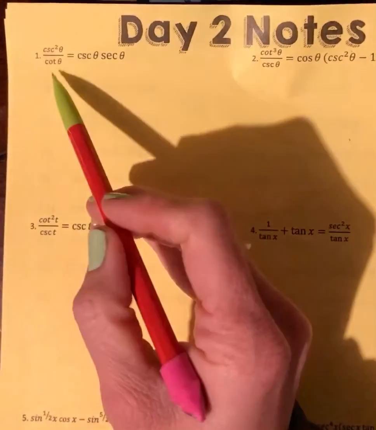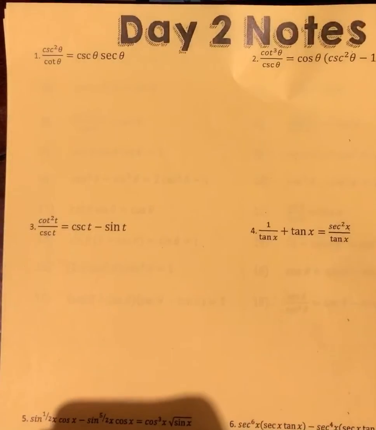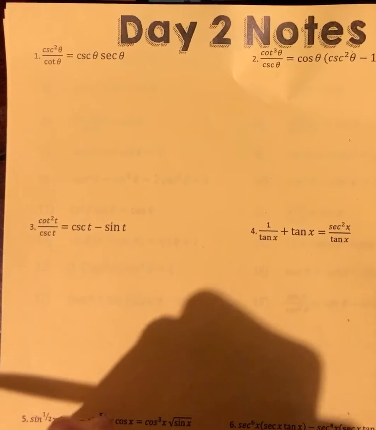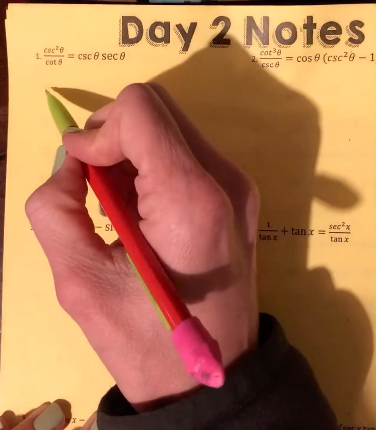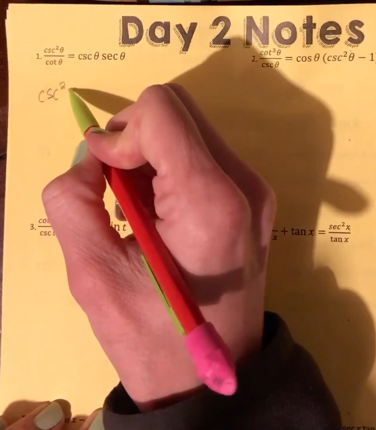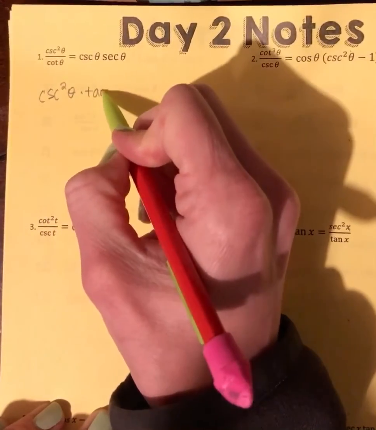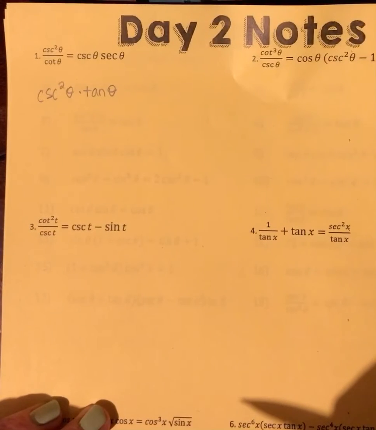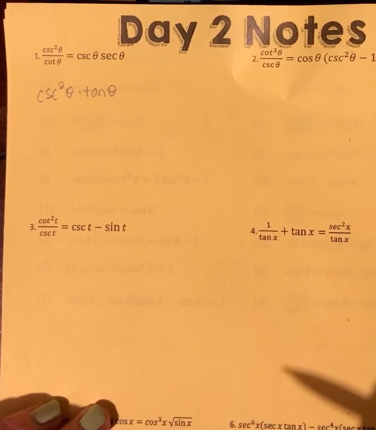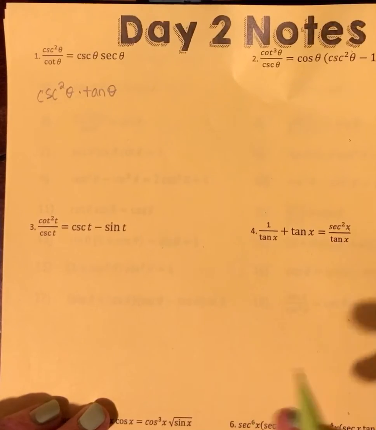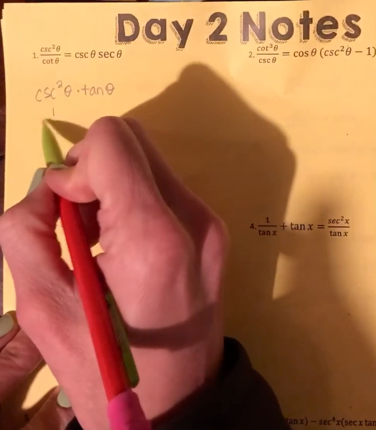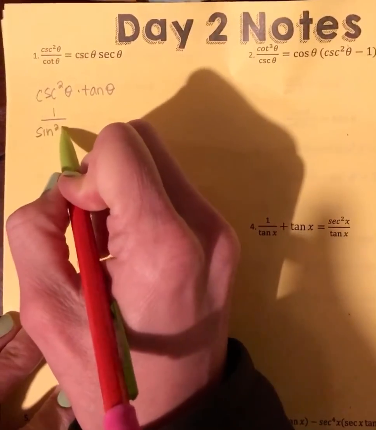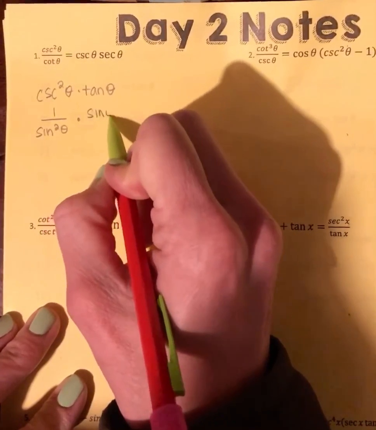So for the first one, I have cosecant squared theta over cotangent theta. So I'm going to take that cotangent and move that to the numerator as a tangent. And now, since I am looking for cosecant and secant, which both of those are related to sine and cosine, I will put these into sines and cosines. So cosecant squared theta is 1 over sine squared theta. Tangent is sine over cosine.